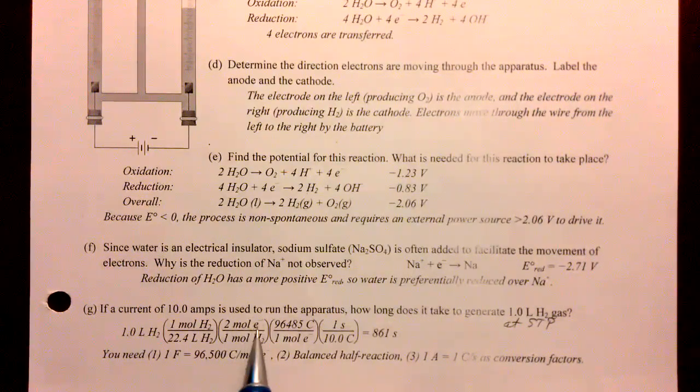Now we have moles of electrons. But I need it in seconds. Current isn't measured in moles of electrons, it's measured in coulombs. So I'm going to convert out of my moles of electrons. I'm going to grab Faraday's constant, flip it correctly so that the moles of electrons cancel out and give me coulombs, which is a different group of electrons.